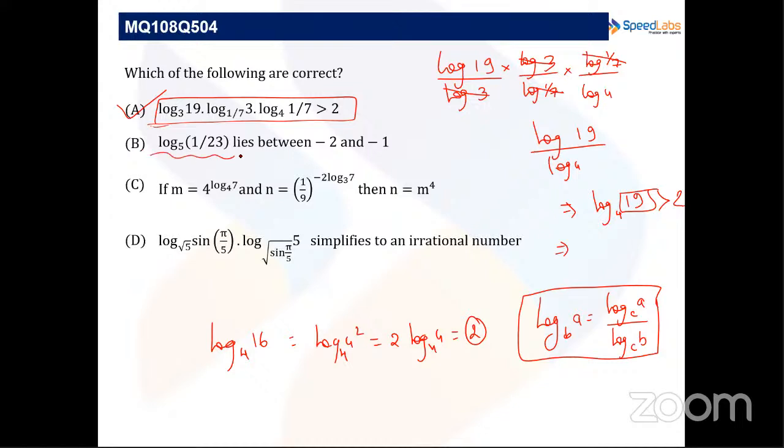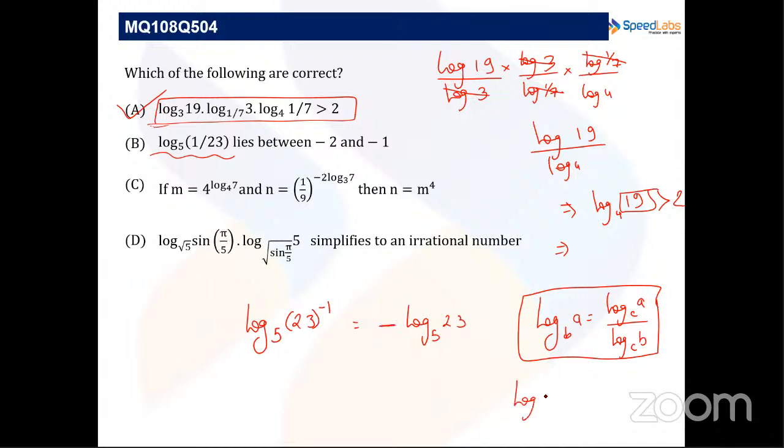Now for the second one, we are having log 1 by 23 to the base 5. So log 23 to the power minus 1 to the base 5, that will be negative of log 23 to the base 5. We know that log 25 to the base 5 is 2. So log 23 to the base 5 is less than log 25 to the base 5, that is, it is less than 2. Multiplying by negative sign, it will be greater than -2.